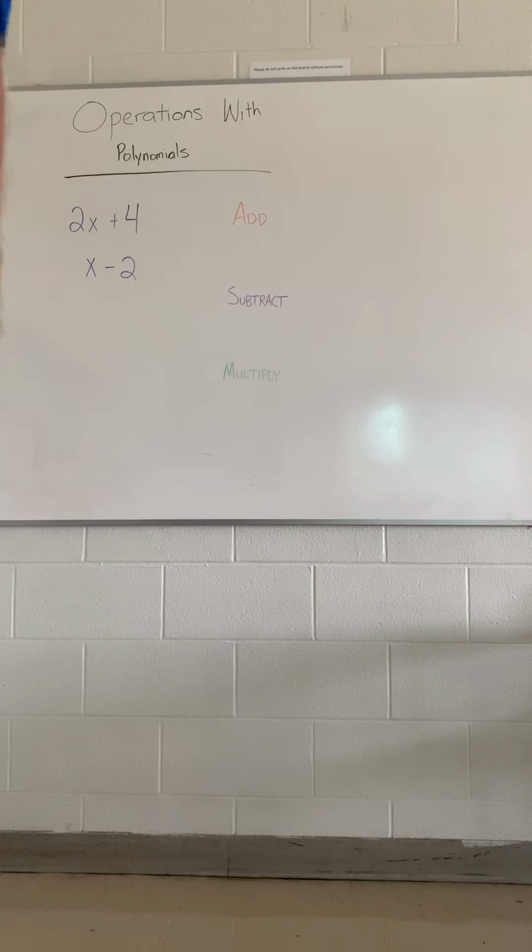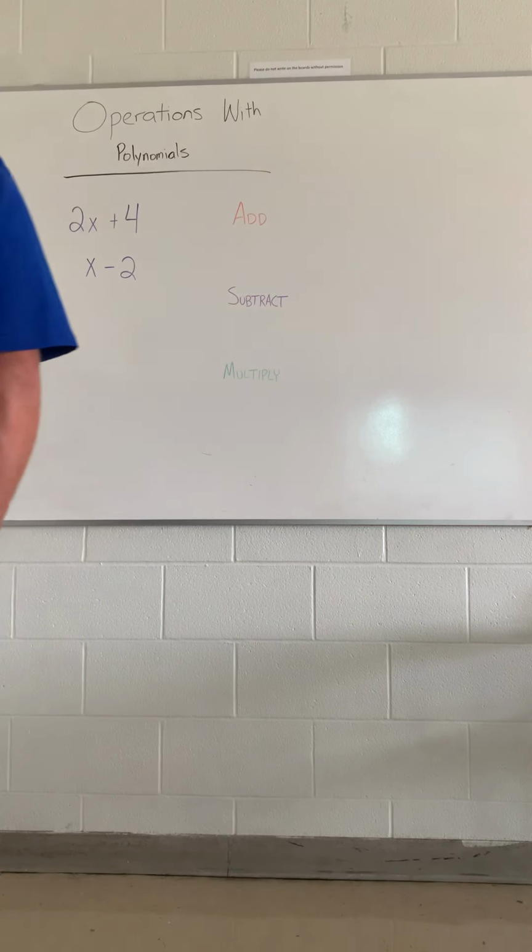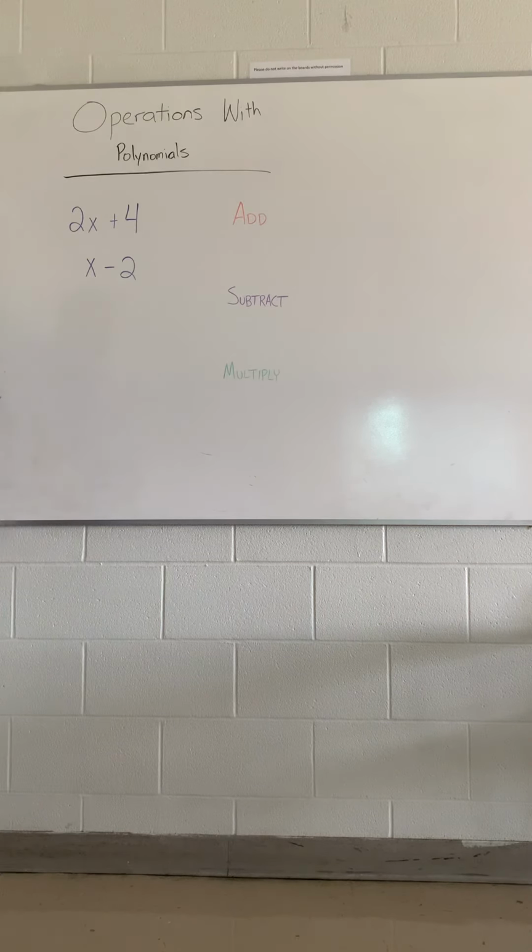All right, today we're going to talk about performing operations with polynomials. So we've got two different polynomials here. We've got 2x plus 4 and we've got x minus 2. If you remember back, these are both called binomials. This is a binomial because there's 2 terms, and the same thing in our second, there's 2 terms. So 2 is bi. So in this case, we have two different binomials.